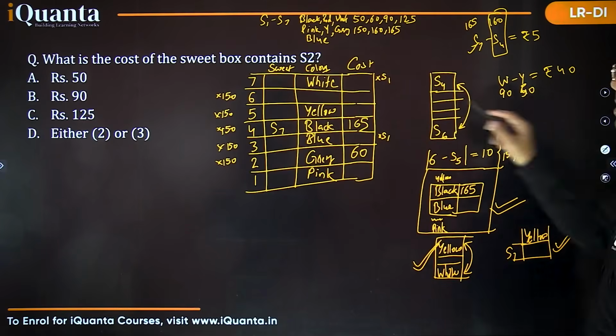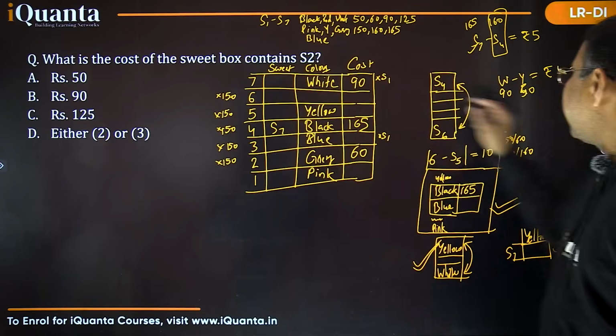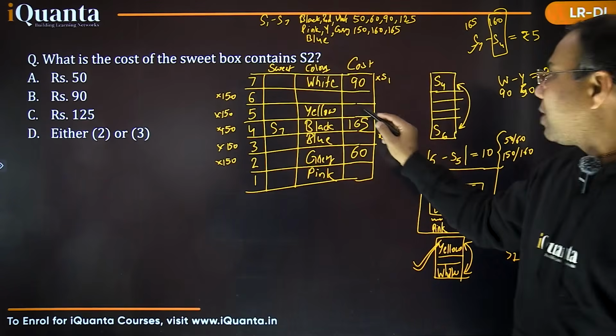By the way, white we have already identified. This is the box here at the top. This is costing 90. The yellow one is costing 50.